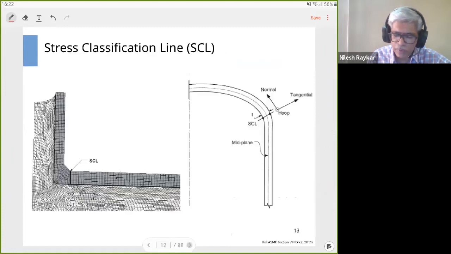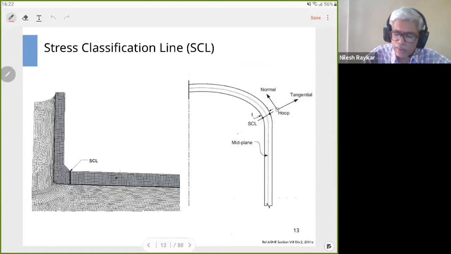So in this procedure, you have to define a cross section. So linearization is never at a point, it is always at a cross section. So you cannot say linearized stress on the inner surface of vessel. Linearized stresses are always across a cross section and never at a particular point.